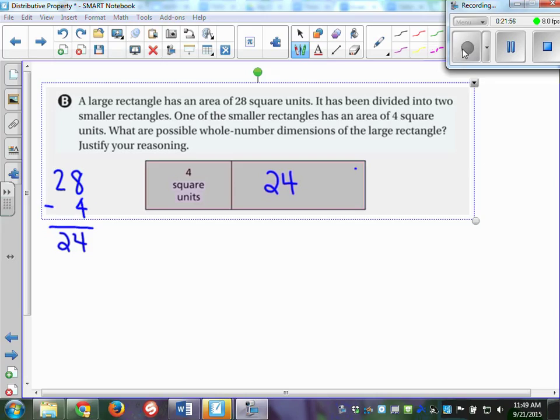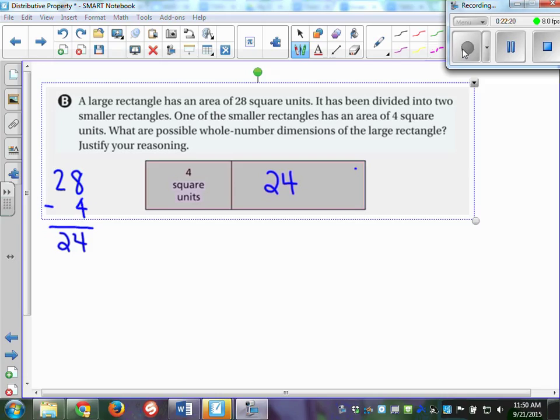Two and 12. 2 on one side. 24 plus 4 4, 3, 2, 1, and 0.